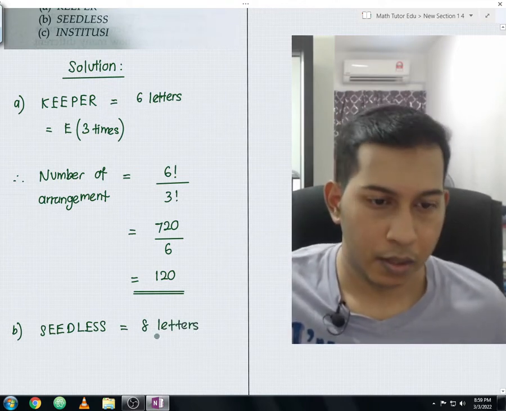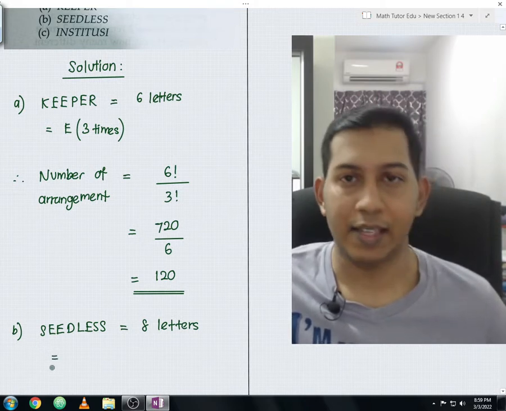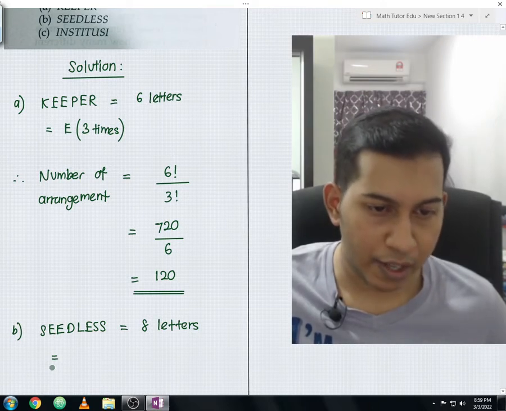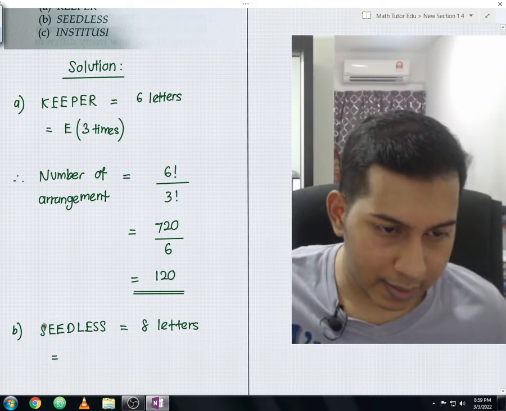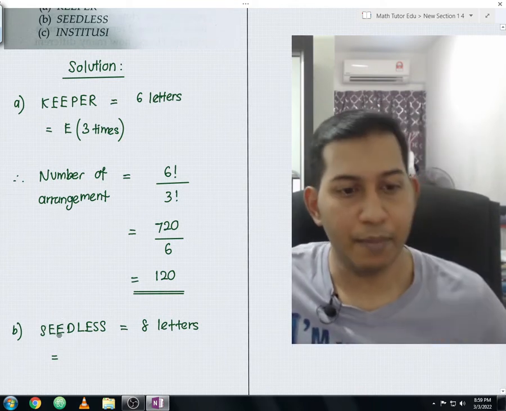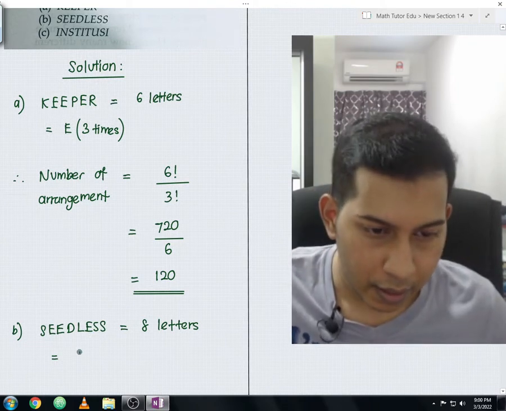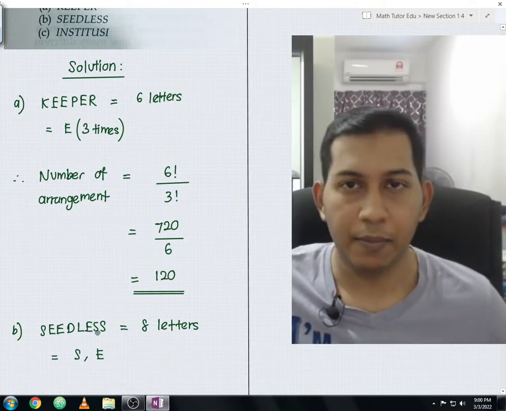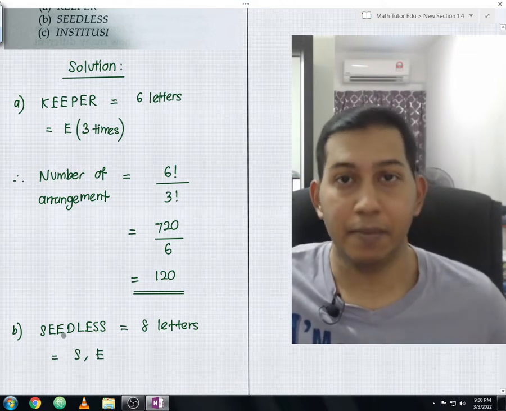Okay, so from here, next step, identify which letters are being repeated. As we can see here, more than one letter is being repeated. I can see letter S is being repeated more than one time, and then followed by letter E. So you identify S and E are being repeated. Once you identify, the next step is to calculate how many times the letters are being repeated.